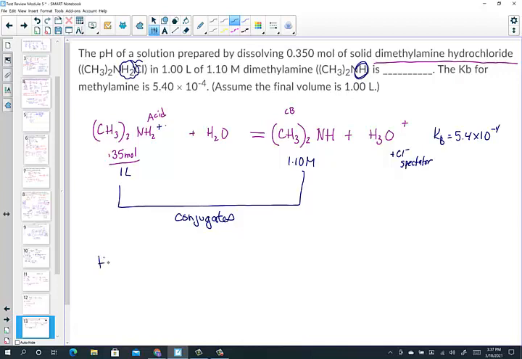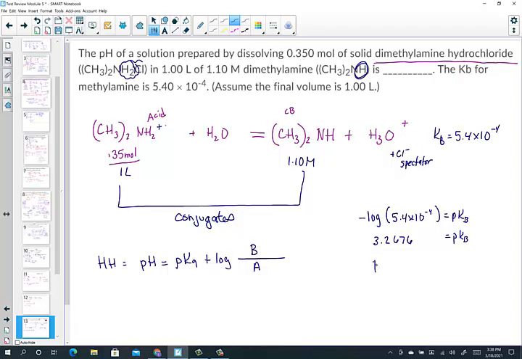I have conjugate pairs. Anytime I do, I know to use Henderson-Hasselbalch. I'd like to know pH. So I take the pKa plus the log of the ratio of the base over acid. We're given Kb. Let me just quickly turn that into a pKb. Negative log of that given Kb. My screen is reading 3.2676.